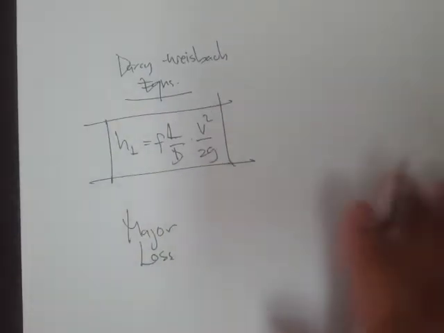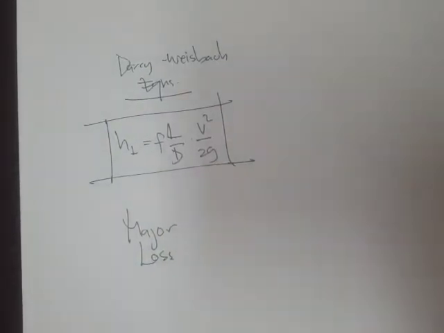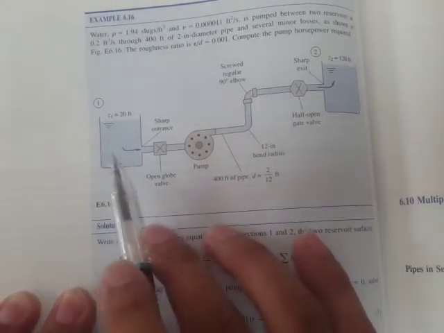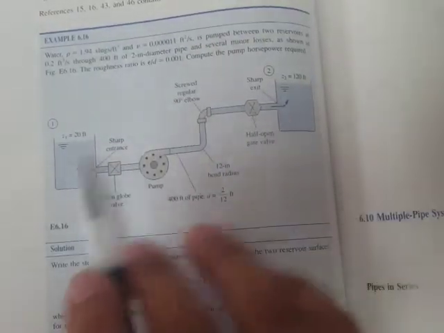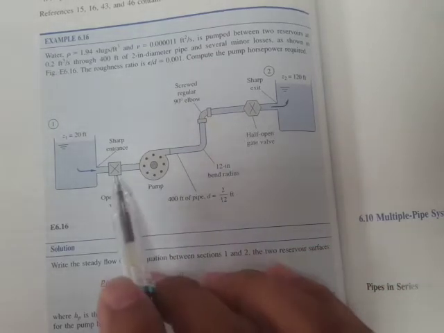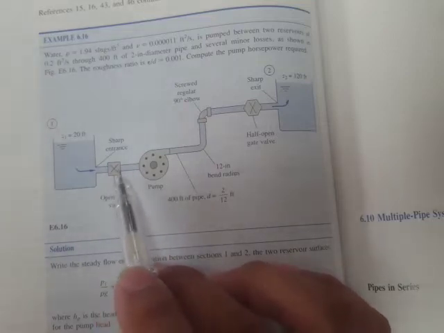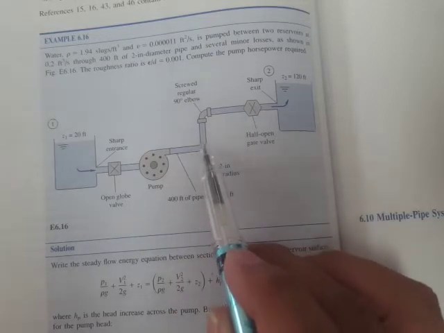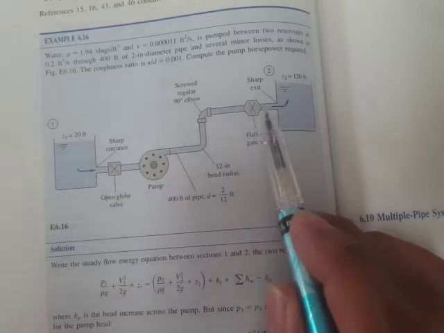For example, in this illustration, this one is from one of the reference texts by Frank White. In this situation, we have a reservoir right here and then another reservoir. The flow would be from point 1 to point 2, so we need a pump. The Darcy-Weisbach equation refers to the losses along the pipe length. So for example, this length of pipe plus the horizontal length, plus this vertical length, and then plus this, plus that.